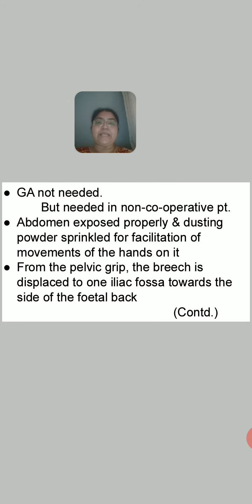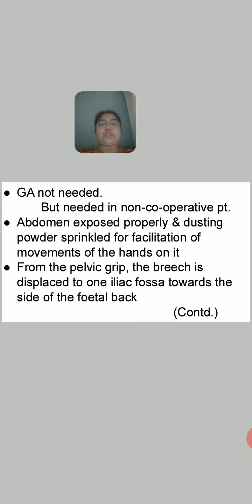Usually in this process, general anesthesia is not needed, but sometimes the patient is non-cooperative, especially when the patient is primigravida. A primigravida patient gets nervous quite soon, so she will not cooperate in the procedure. So when the patient is non-cooperative, you may require to use general anesthesia. Otherwise, it is preferred not to use GA for this process, because it is an OPD procedure, a minor procedure, so GA is not needed at all.